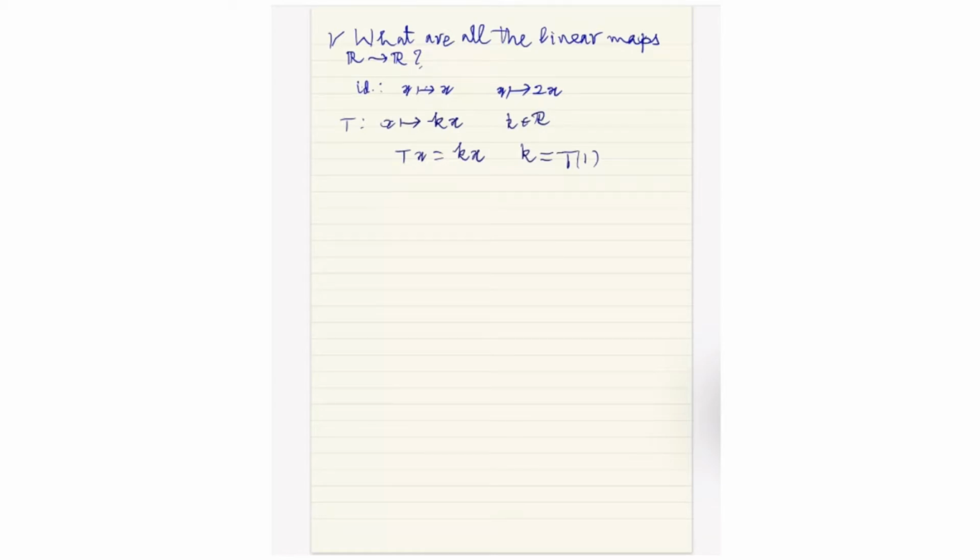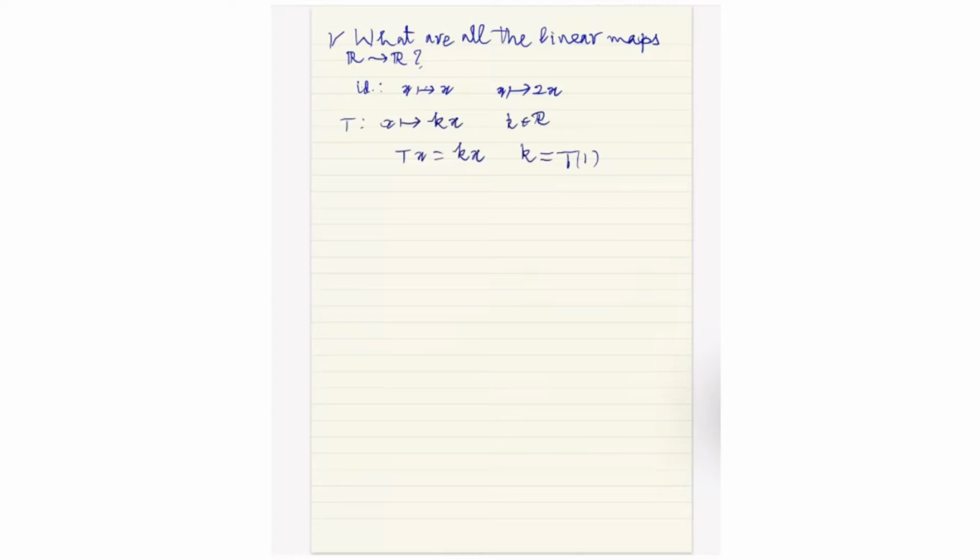The number 1, for example, is a basis, right? Yes or no? Any element of R is a scalar times 1. x is x times 1. So 1 is a basis. In fact, any non-zero real number is a basis, isn't it?